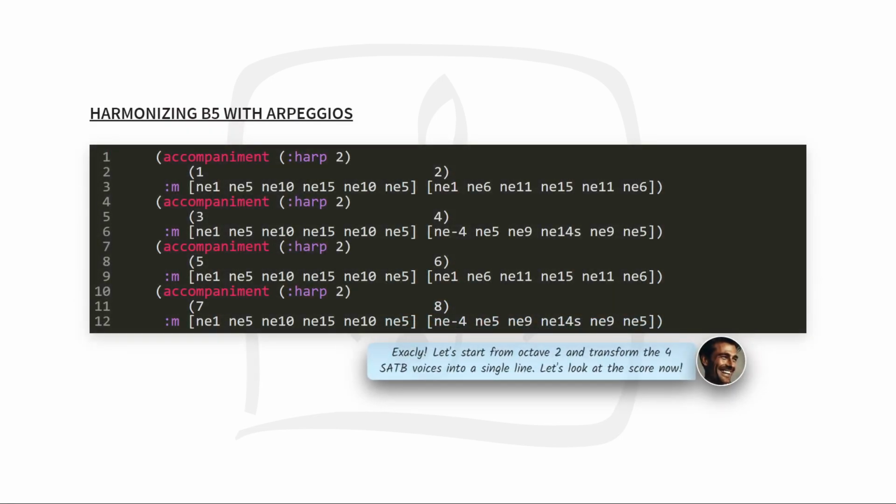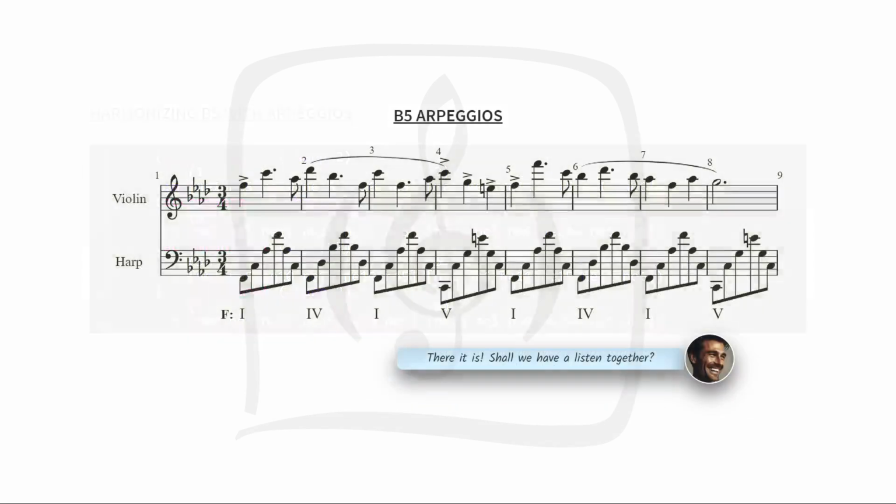Exactly. Let's start from octave 2 and transform the 4 SATB voices into a single line. Let's look at the score now. There it is. Shall we have a listen together?